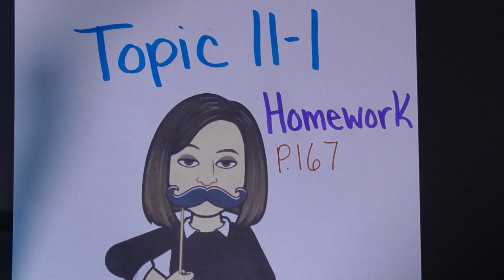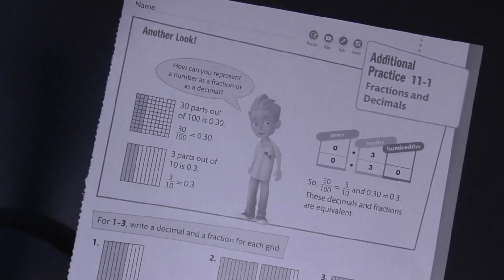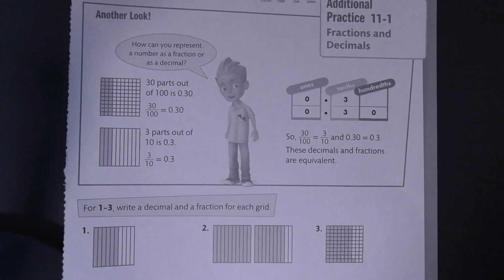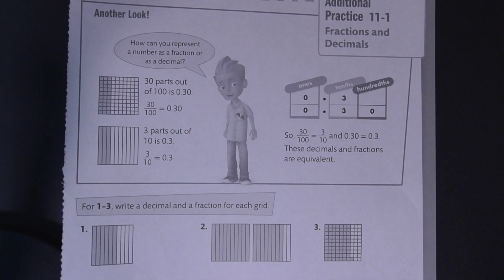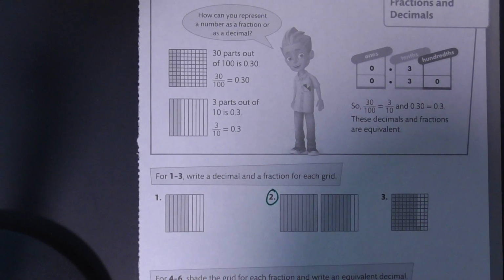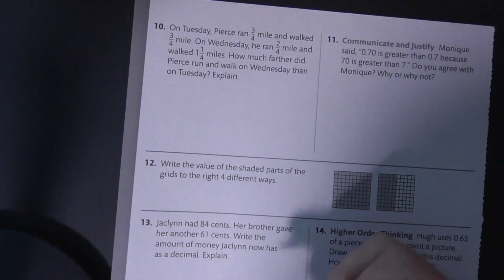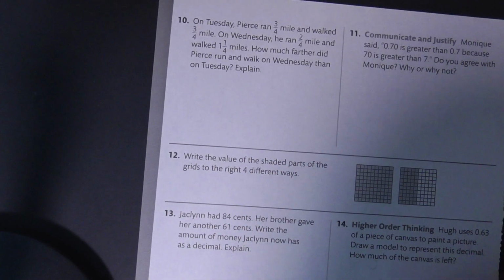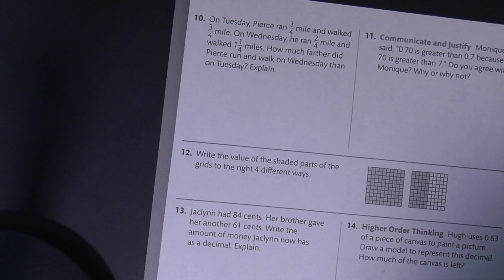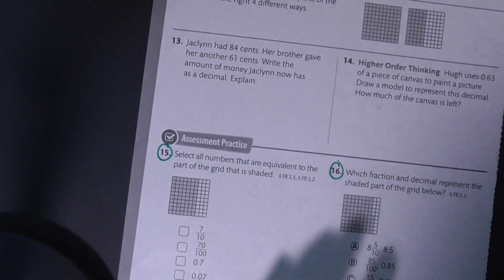I am Miss Cosmos and we are looking at topic 11.1 homework, and this is page 167 in your additional practice workbook. So as always, Miss Cosmos always just likes to do the even numbers. So we are going to be looking at 2, 4, 6, 8. And then I like to do the assessment practice check-marked questions on the back.